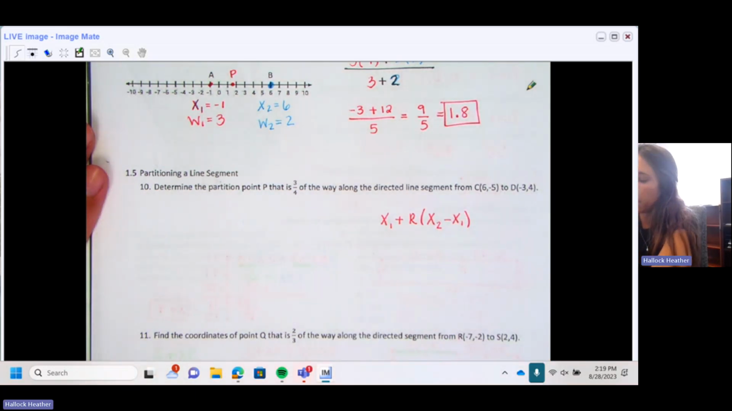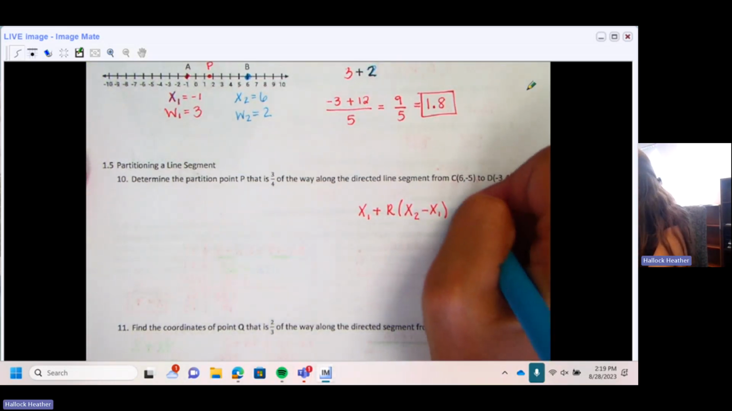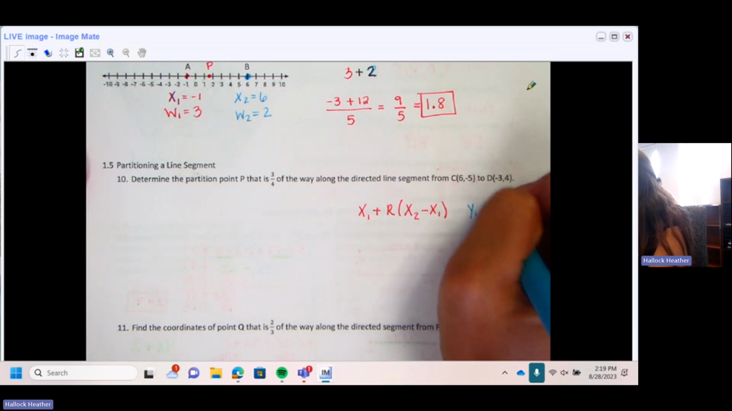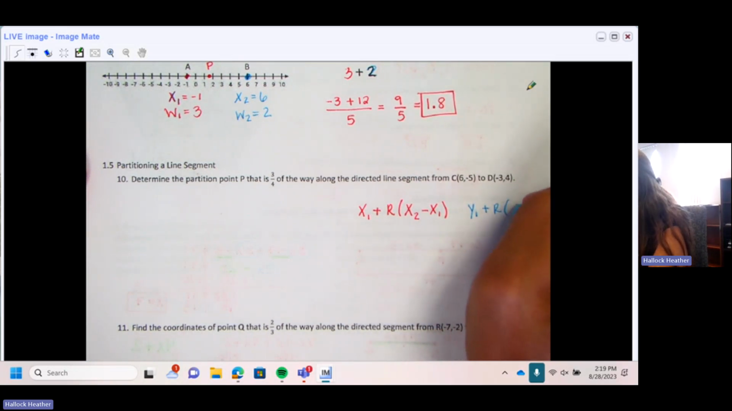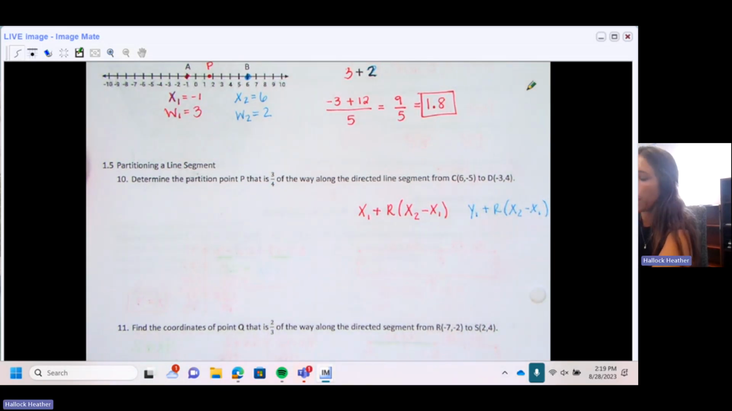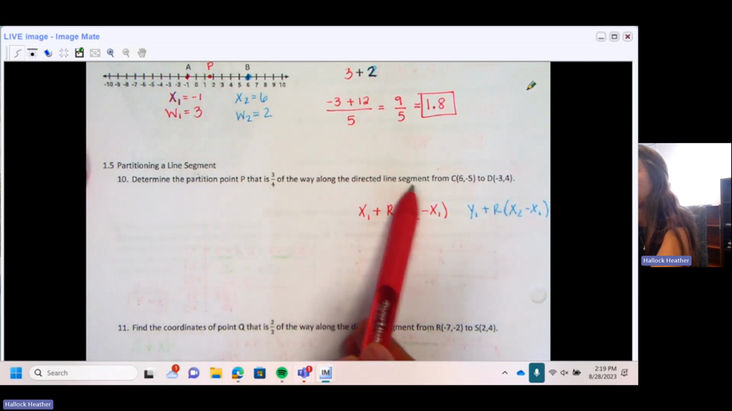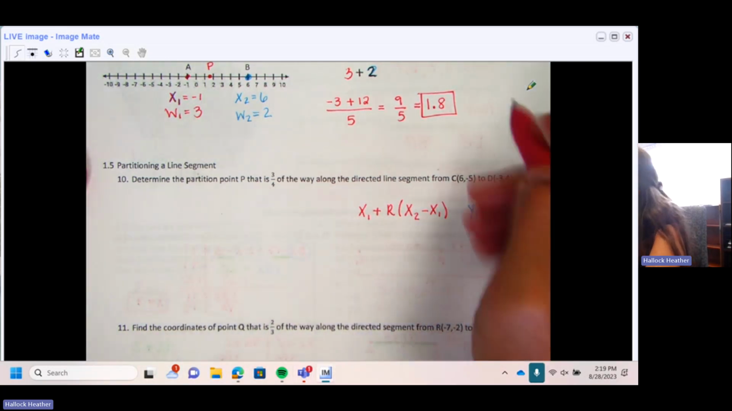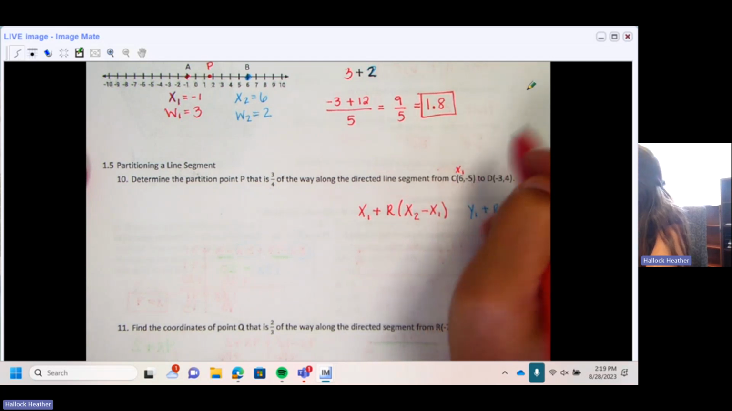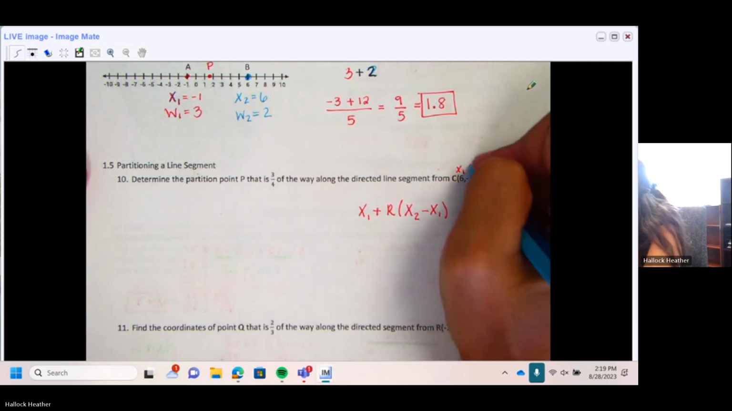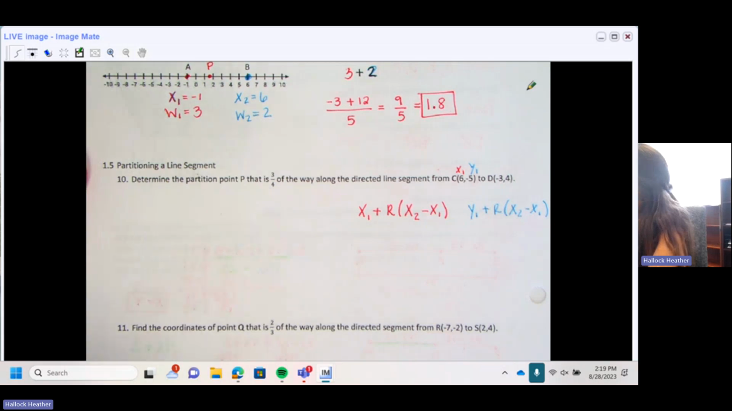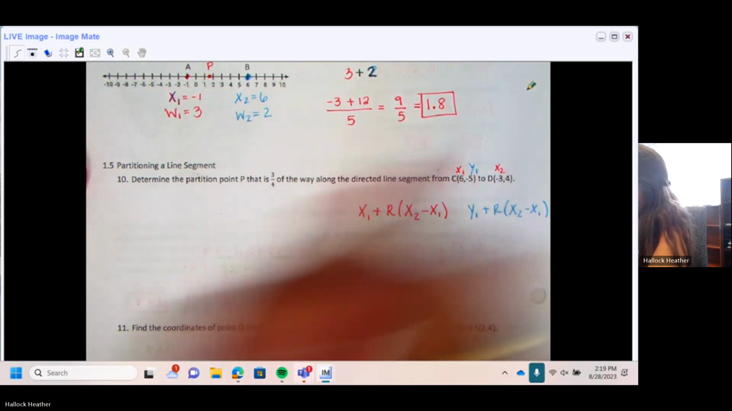Then you're going to do the same thing with the Y's. You're taking your first Y value, you're adding the ratio as a fraction, and you're multiplying by Y sub 2 minus Y sub 1. So that's going to create a new quarter point. So it determines the partition point P that is 3/4 of the way along the directed line segment from C to D. So I'm going to call this X sub 1 and Y sub 1, and X sub 2, Y sub 2.